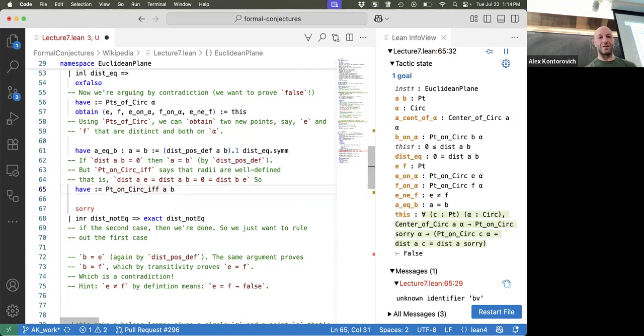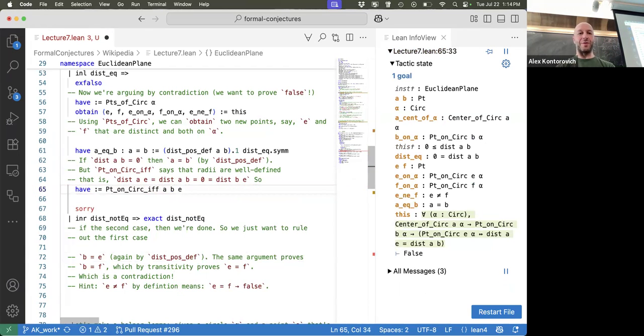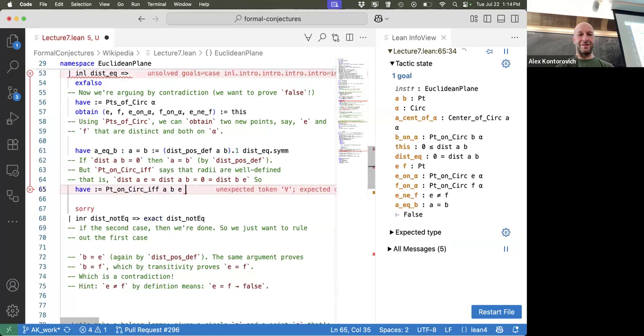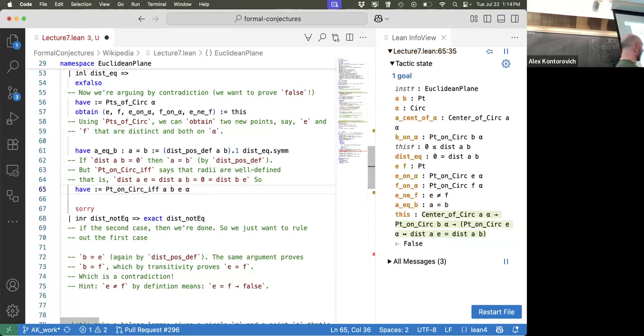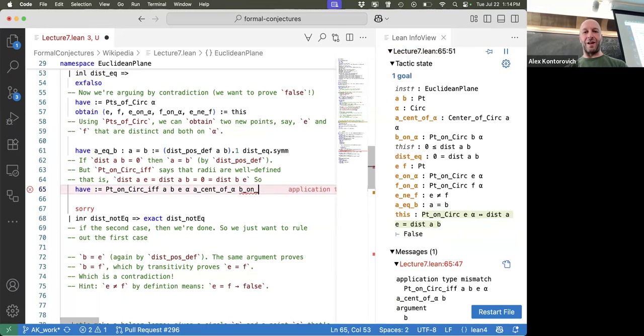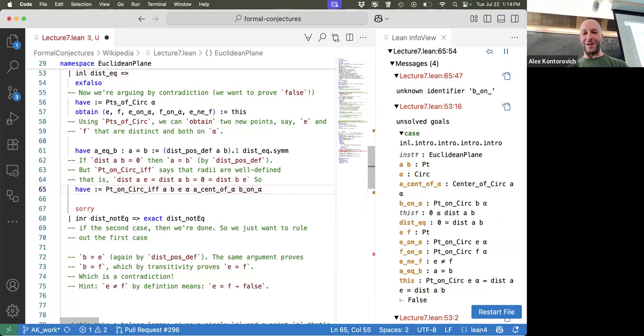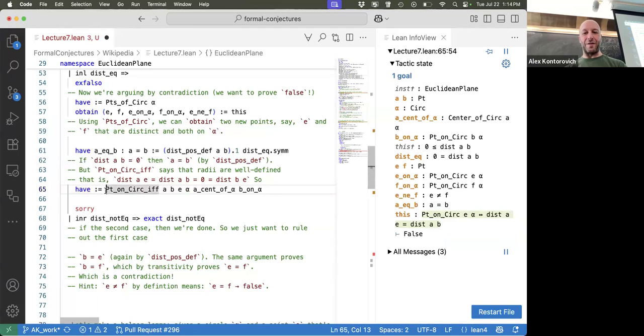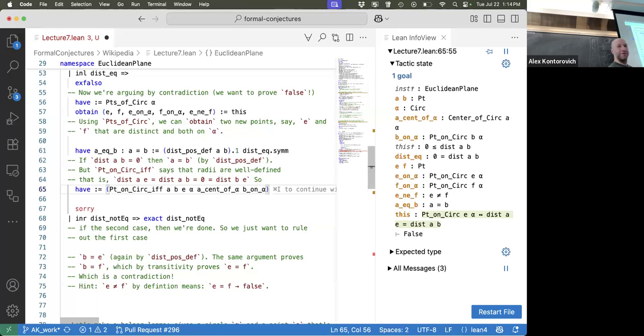And what point? Let's compare it to E with respect to what circle? Alpha. Do we know that A is the center of the circle? Yes, A cent of alpha. Do we know that B is on alpha? B on alpha. You guys are really getting the hang of this, right? Now we have an if and only if. Which direction do we want? Do we know that E is on alpha? Yes. So we want the forward direction, dot 1.